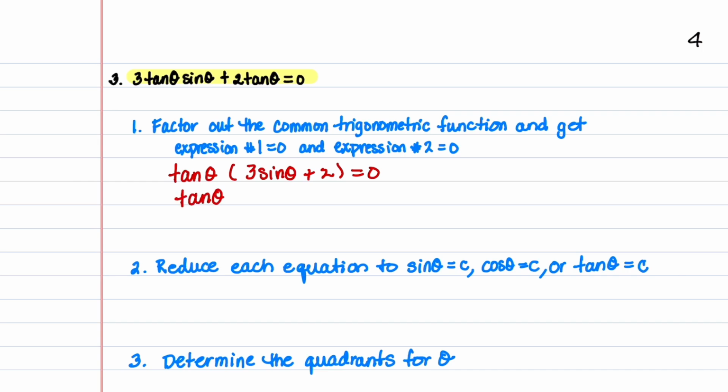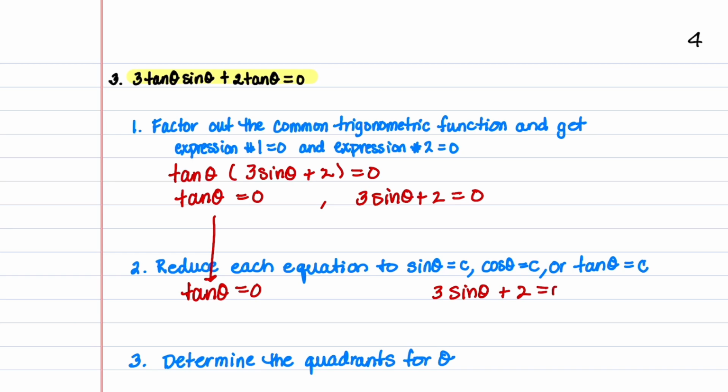Our first equation is tangent theta is 0, and then our second equation is 3 sine theta plus 2 is equal to 0. We'll now reduce each equation so that it just has a tangent or a sine on the left-hand side. Our first equation we don't have to change. That's tangent theta is equal to 0. For our second equation, we have 3 sine theta plus 2 is equal to 0. So that gives us sine theta is minus 2/3.